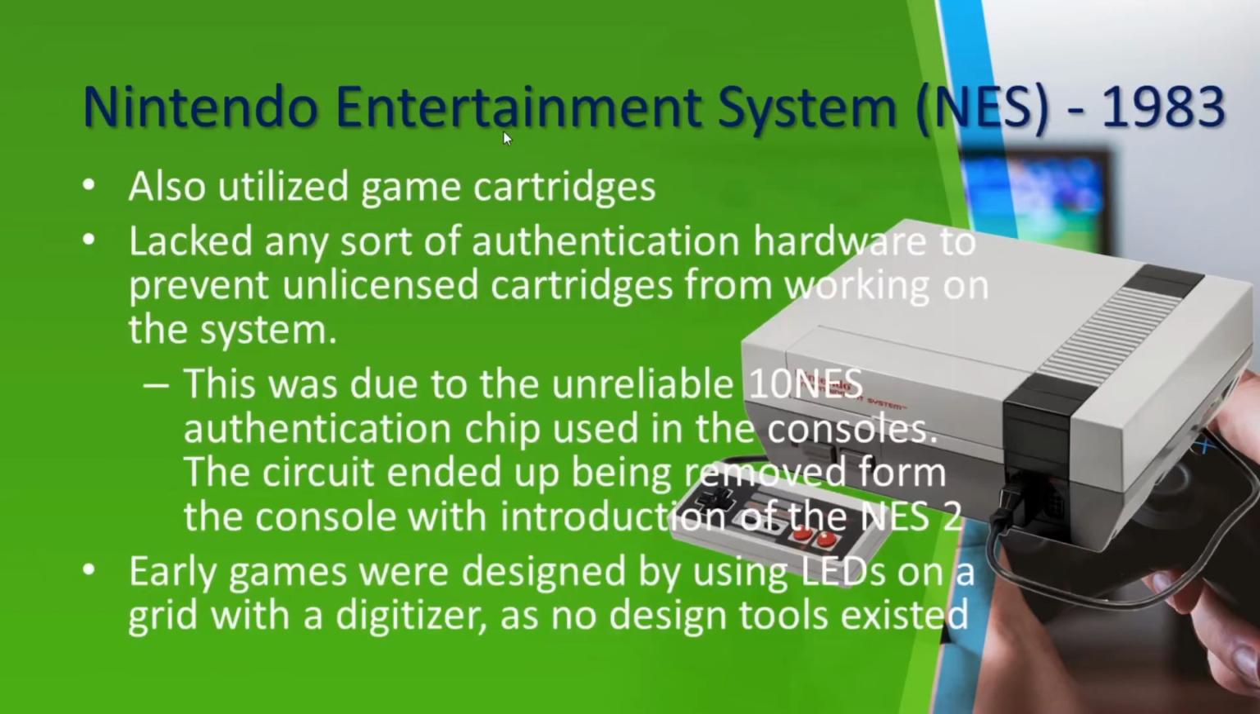Next, we also have your Nintendo Entertainment System, or your NES, that was produced starting 1983. It also utilized game cartridges, but lacked any sort of authentication hardware to prevent unlicensed cartridges from working on the system. This was due to the unreliable 10NES authentication chip used in the console. The circuit ended up being removed from the console with the introduction of the NES 2.